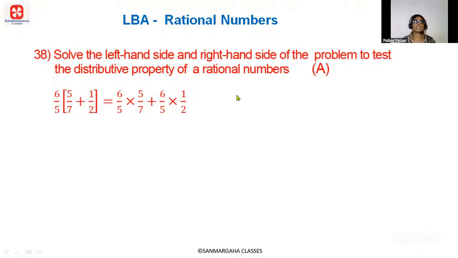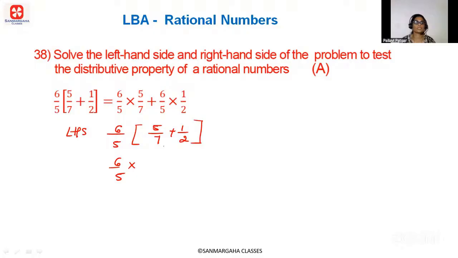In the rational number chapter, look at question number 38. Solve the left hand side and right hand side of the problem to test the distributive property of a rational number. So here, left hand side: 6 by 5 into (5 by 7 plus 1 by 2). So here 7, 2.